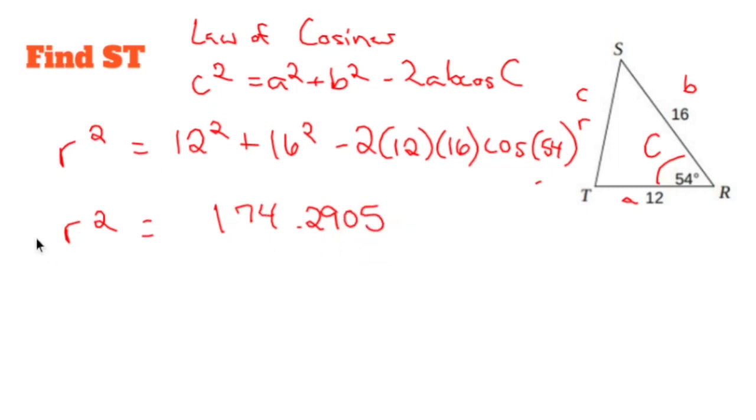In order to get R all by itself, I have to square root everything. And the square root of that terrible number is another terrible number, 13.202. Any units? Nope. But there you have it. Law of cosines is useful when I'm finding a missing side when I only have one angle but two other sides. Okay? Dunzo.